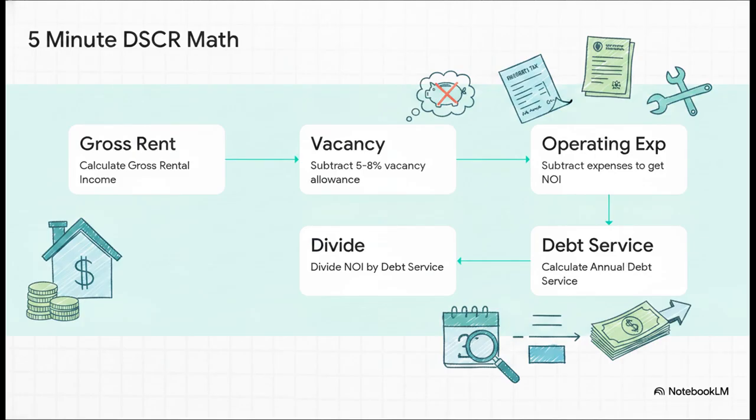Here is the exact 5-step formula. First, calculate the gross rent, which is everything that property brings in. Second, account for vacancy, usually subtracting about 5 to 8%. Third, subtract your operating expenses. This leaves you with your net operating income, or NOI. Now, listen closely here. This is absolutely crucial. Operating expenses include property taxes, insurance, and maintenance, but they specifically exclude the mortgage payment. Fourth, calculate the annual debt service, which is just your yearly loan cost. And finally, step 5, divide your NOI by your debt service.